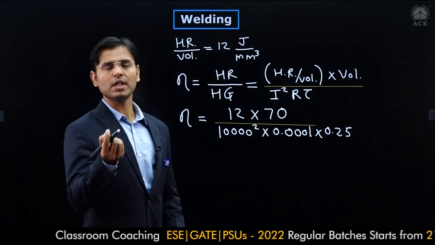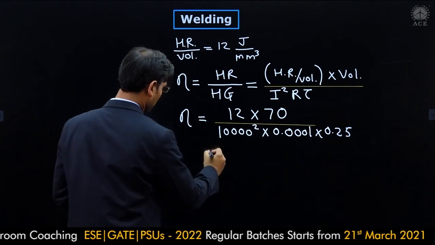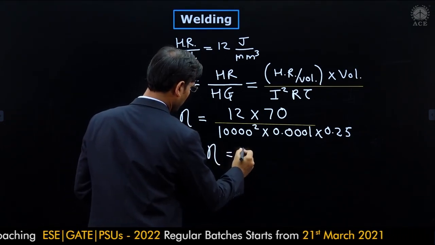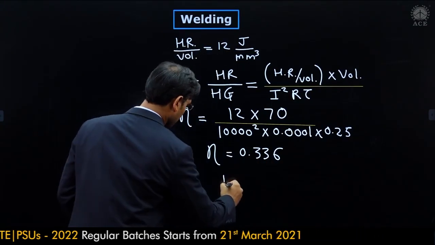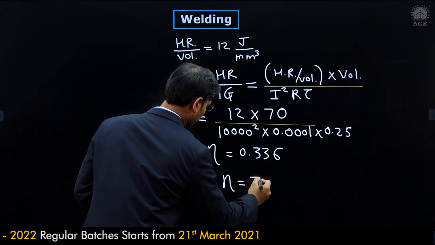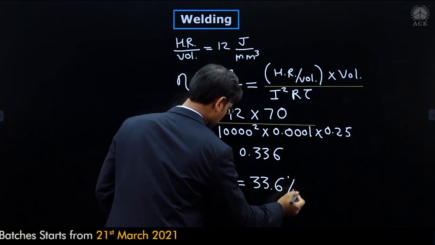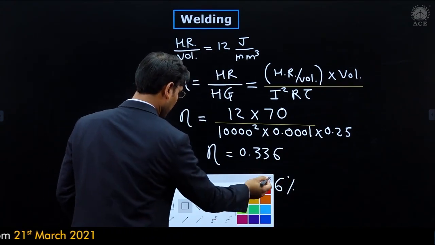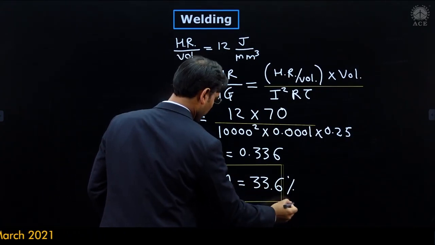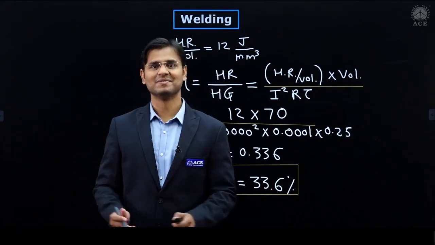Very easy problem, only one formula is needed to give the answer. The thermal efficiency is 0.336. But in the examination, they ask for thermal efficiency in percentage, so I am writing 33.6%. This was a very easy problem, only one formula was there, and this problem is solved.